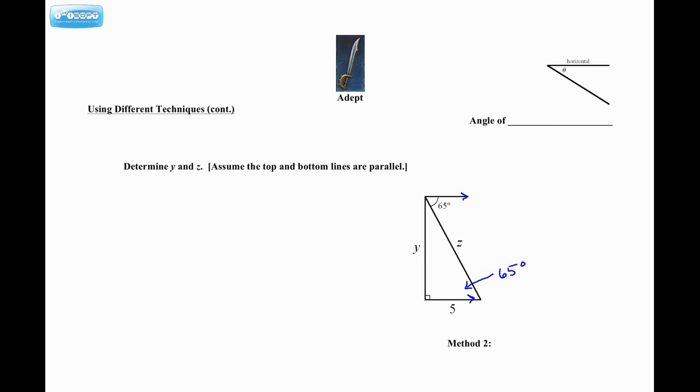All right, so let's find y. Right? So y is the opposite, 5 is the adjacent, so I can use tan. But I'm using a different angle this time. So the tangent of 65 degrees is the opposite divided by the adjacent. All right, so let's get y by itself just by multiplying both sides by 5. So therefore y is just 5 times the tangent of 65, and we should get the same numbers as before. I hope. And lo and behold, we do.